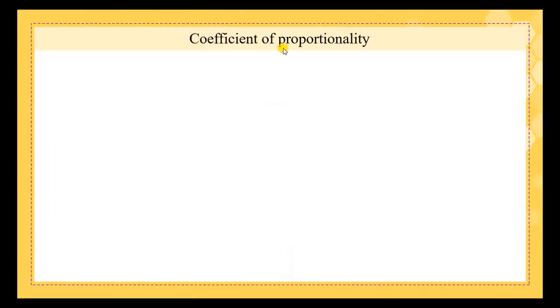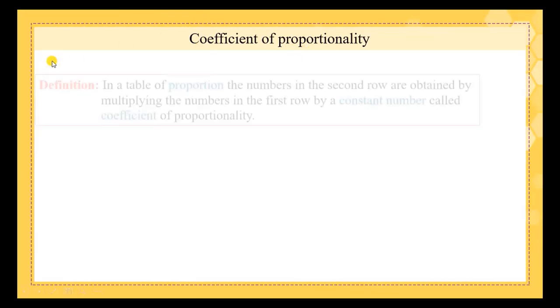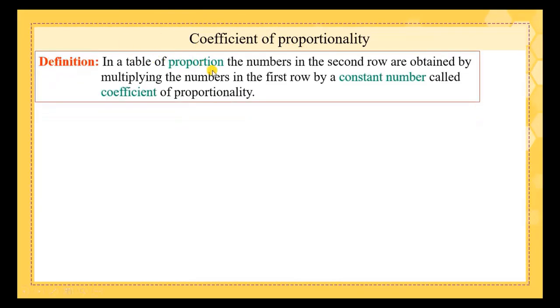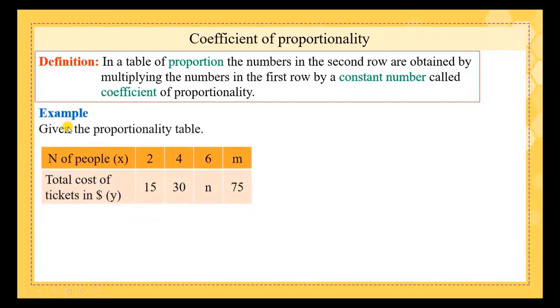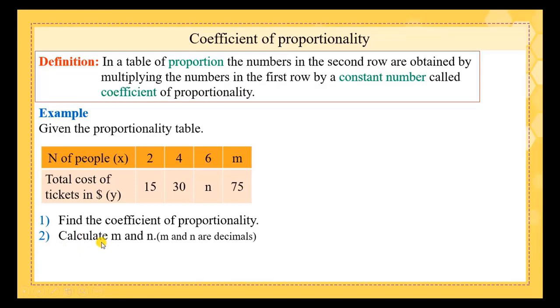Now, what is the coefficient of proportionality? By definition, in a table of proportionality, the numbers in the second row are obtained by multiplying the numbers in the first row by a constant number called the coefficient of proportionality. Let's solve this example. Given the proportionality table, find the coefficient of proportionality. Calculate m and n, where m and n are decimals.